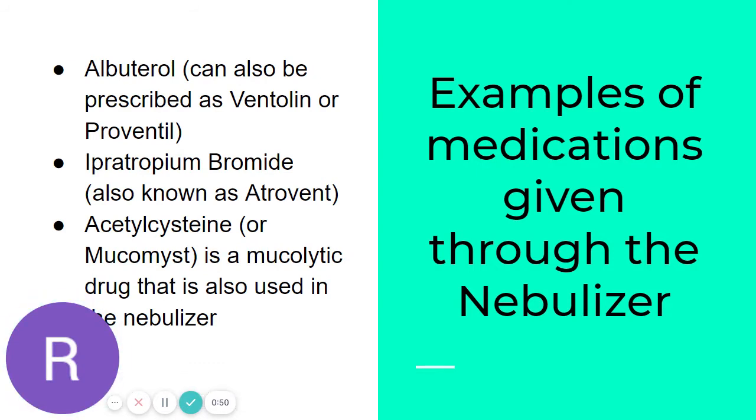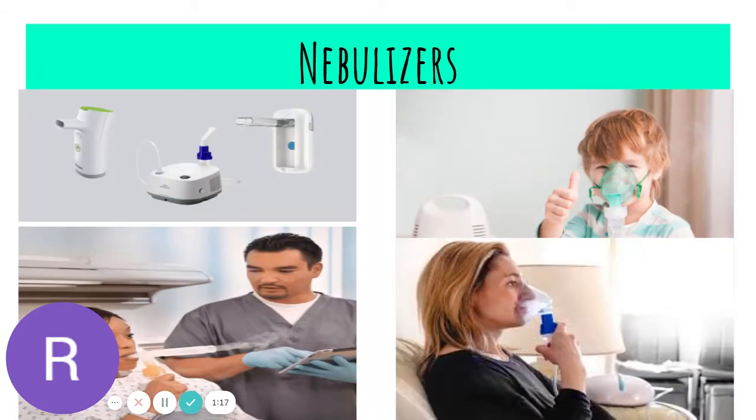Examples of medications given through nebulizers are albuterol. This can be prescribed as Ventolin or Proventil. I don't know how to say this other one, but it's known as Atrovent. Acetylcysteine or Mucomyst is a mucolytic drug that is also used in the nebulizer. And these are examples of nebulizers.